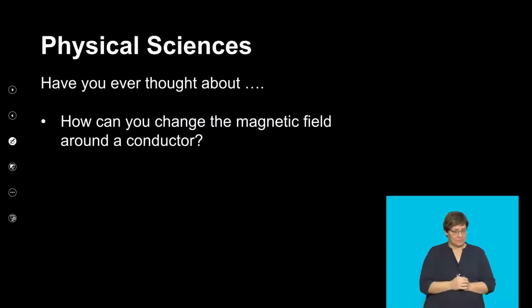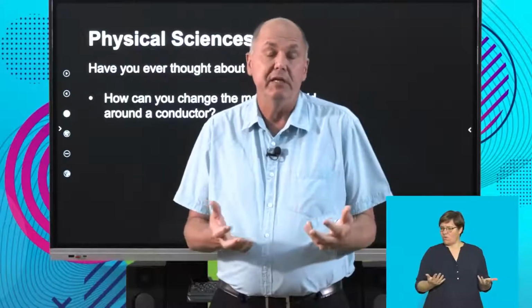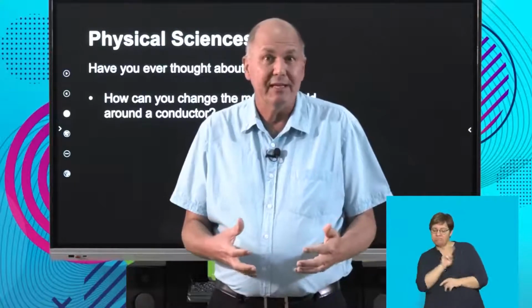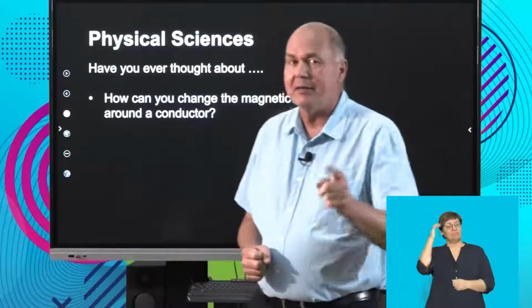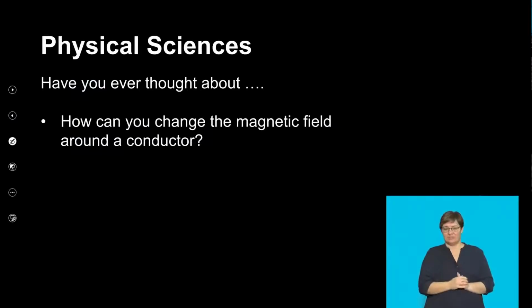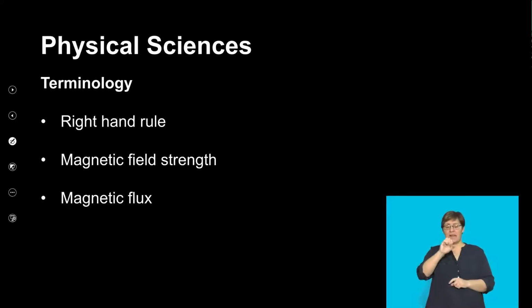Right. Now, have you ever thought about what might change the pattern of the magnetic field around a conductor? And how could we change it? Maybe there'd be a different sort of pattern shape around a loop or a coil, and that's what we're going to investigate. But is there another way of thinking about changing this pattern that we get around a conductor? Well, you think about it and maybe we'll answer it as we go along. So the question that I want you to think about is, how can you change the magnetic field around a conductor? Different ways of changing it.